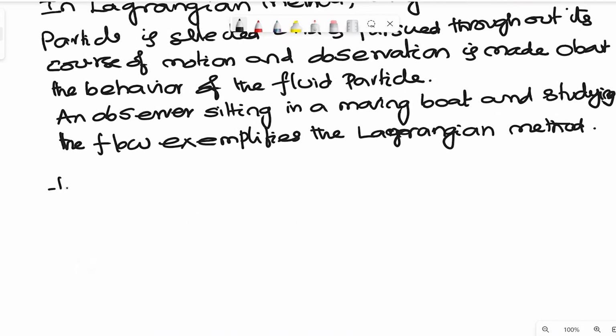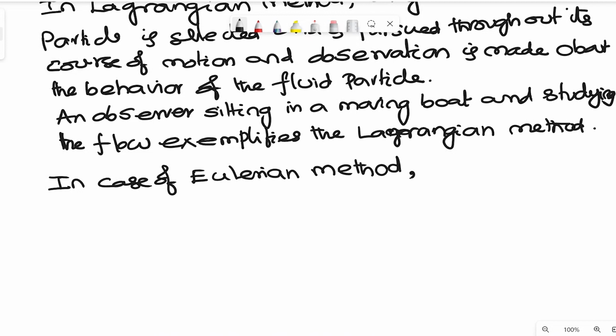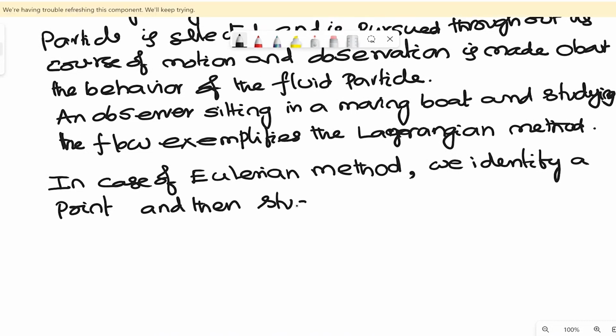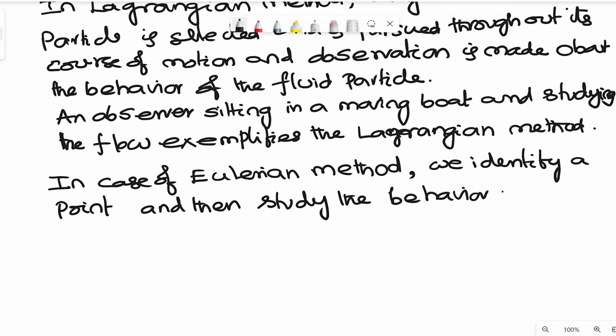In case of the Eulerian method, we identify a point and then study the behavior of the fluid at that point.